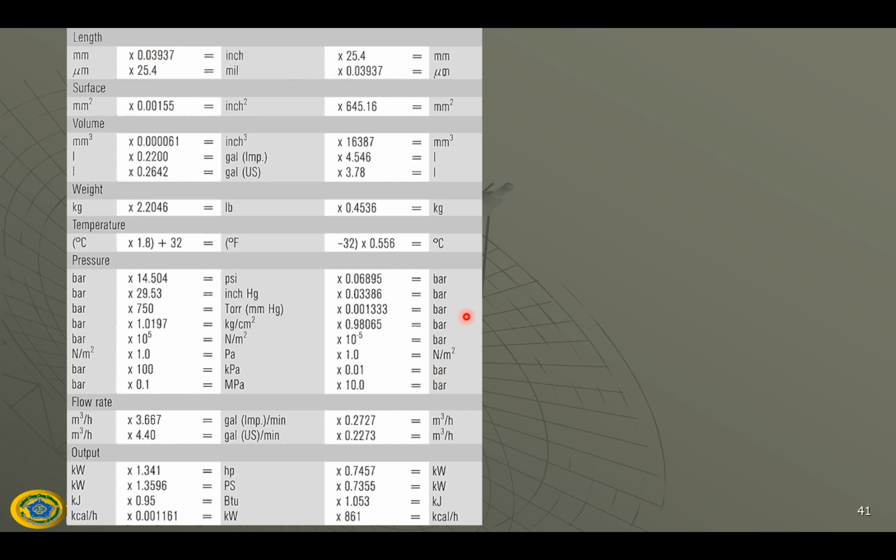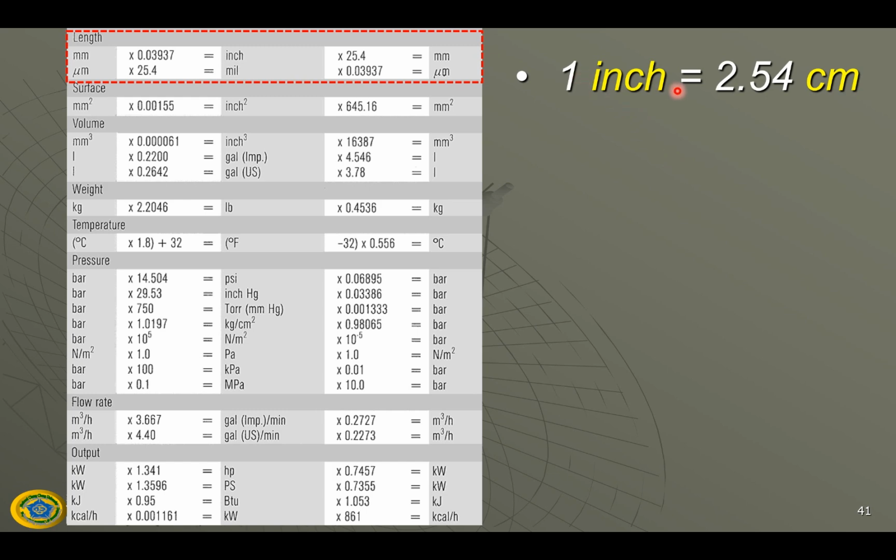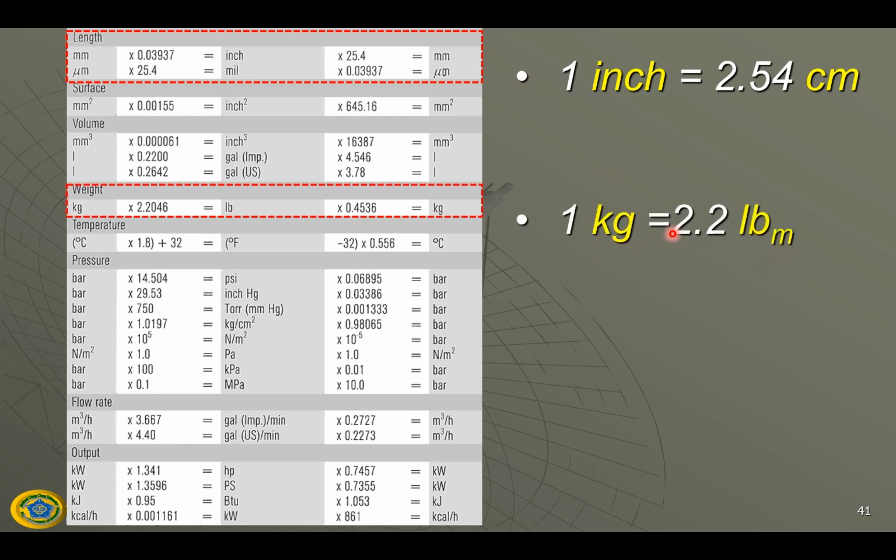But I want you to remember only 3 things. This is useful: 1 inch is equal to 2.54 centimeter. Please remember this. In your exam, I won't give you this information. You need to remember this. The second one is 1 kilogram equal to 2.2 pound, or 1 pound equal to 0.4536 kilogram. You need to remember this.